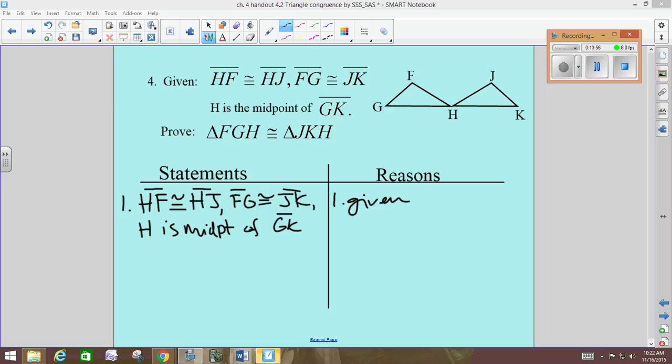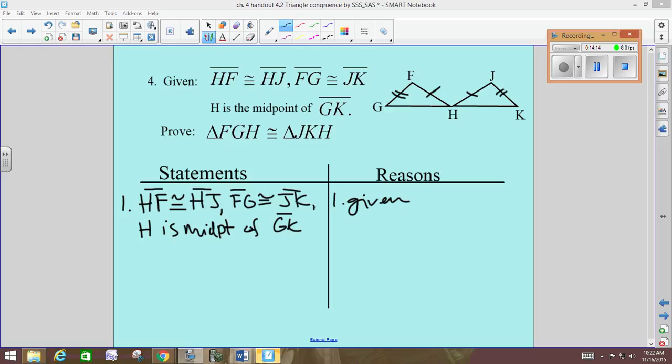All right, so after you have your given copied down, then you mark your picture. HF is congruent to HJ. Guys, I'm talking now. Thanks. FG is congruent to JK. And then it says H is the midpoint of GK. Make sure you check your whole given to make sure you have it all written down.